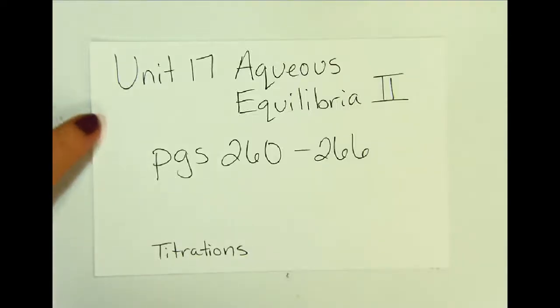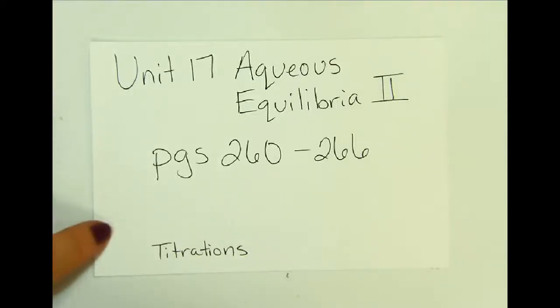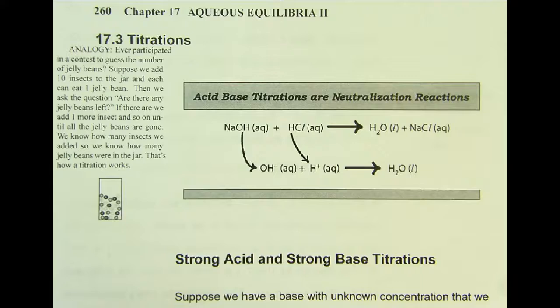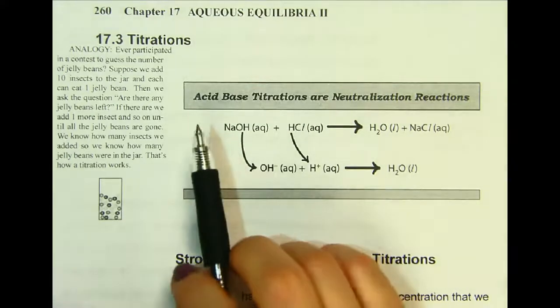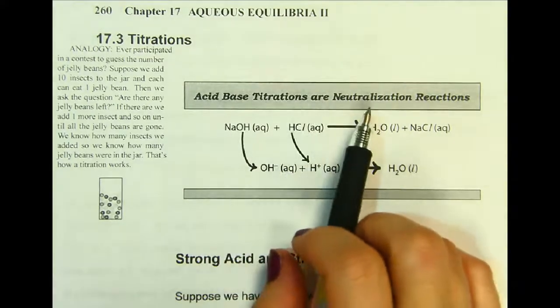Aqueous Equilibria, pages 260 to 266. This is going to focus on titrations. So all titrations are based on an acid-base reaction where there's a neutralization.